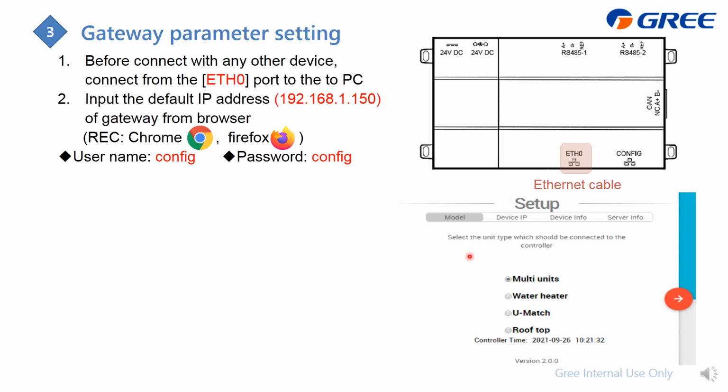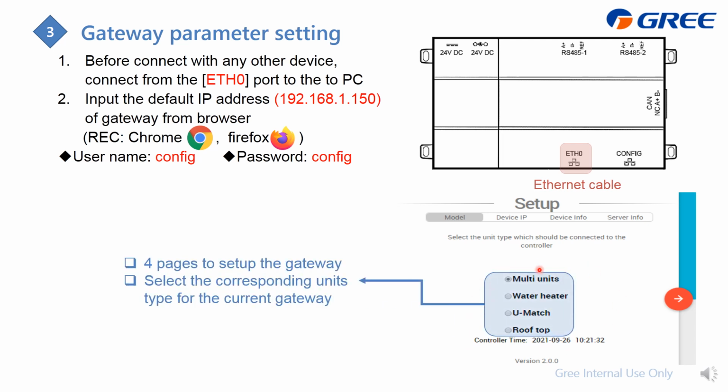At this page, you can find that there are actually 4 steps, 1, 2, 3, 4, that you need to set. The first step is this one, and it is according to your actual wiring. You need to select which type of outdoor unit you connected. This one is a multi-unit, that means the GMV. And we support water heater, UMatch, and rooftop. And for this 3, it applies RS485. That means this 3 is only for control, not for billing, not for power billing.